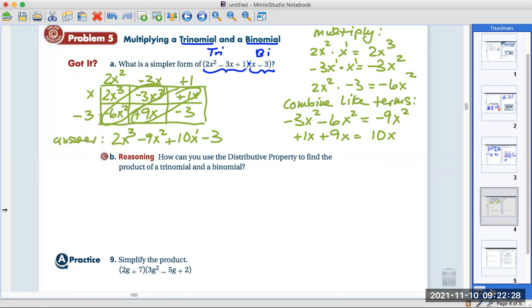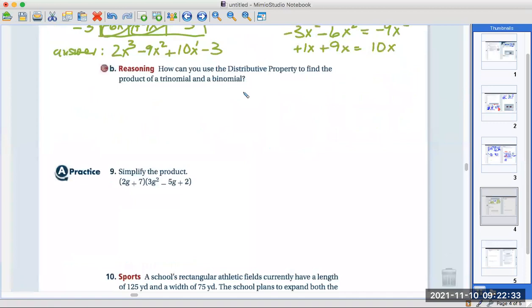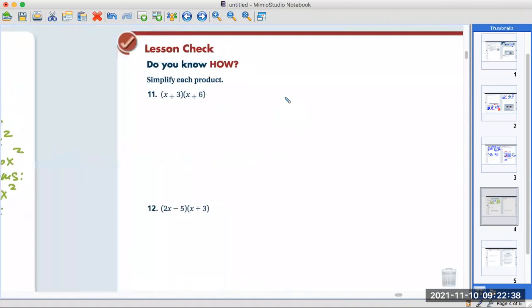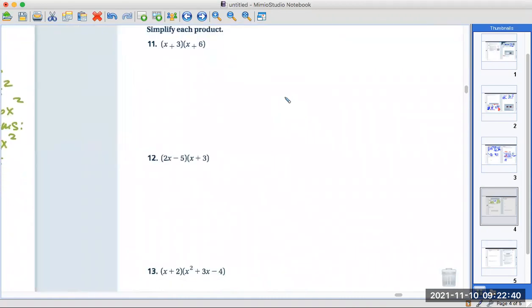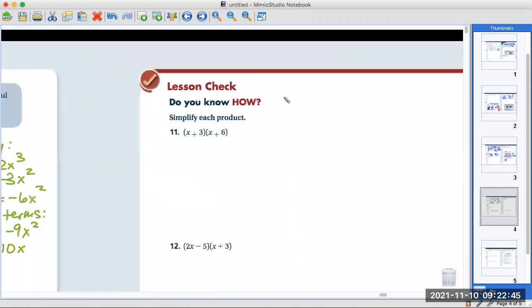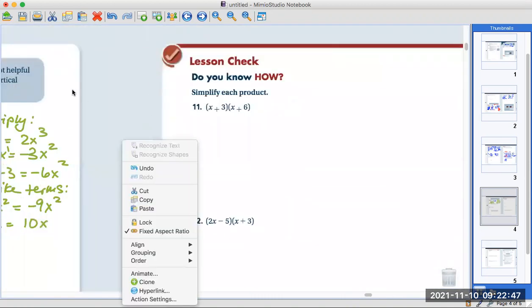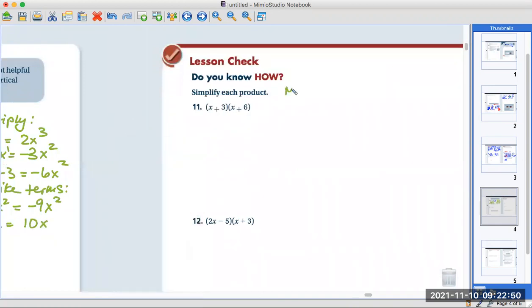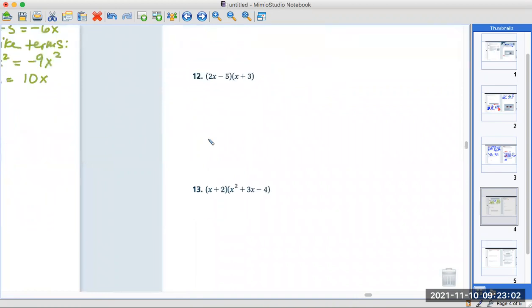Okay, that's the box method when you're multiplying a trinomial by a binomial. And then let's go over the homework real quick, and I'll come back to that problem. Homework is on page 659. So you're simplifying. A product means multiply. So you're going to do the box method most likely. If you like it, I like it. But you don't have to, you can use FOIL. So I'm going to write that.